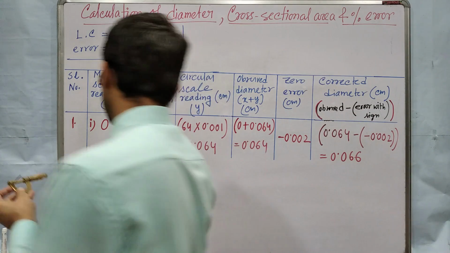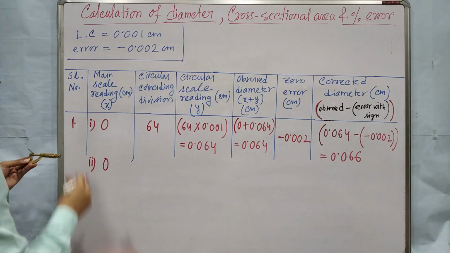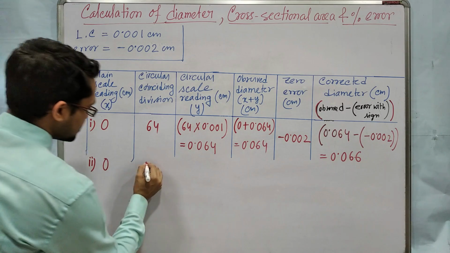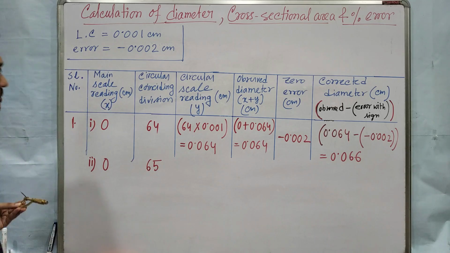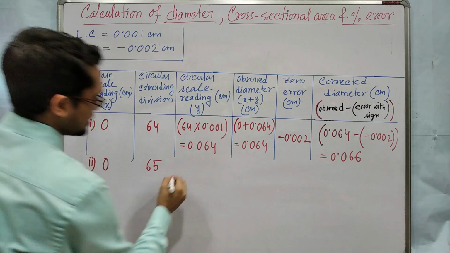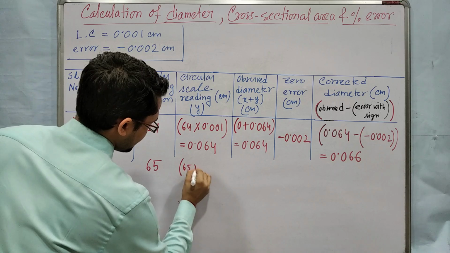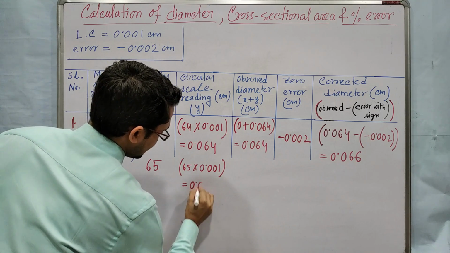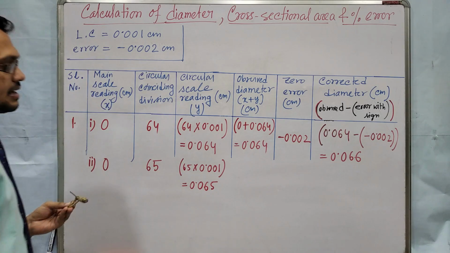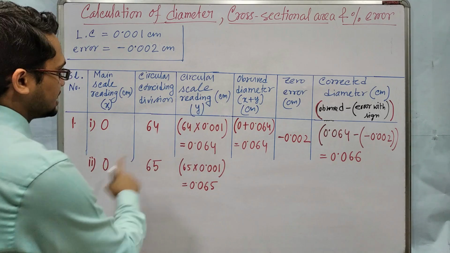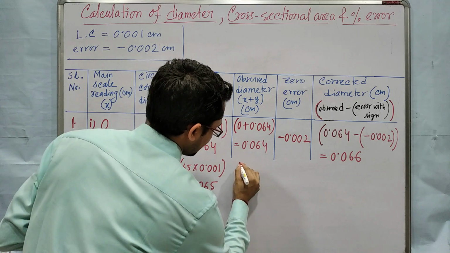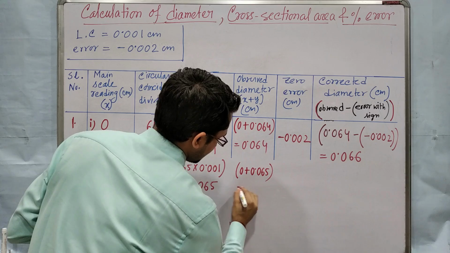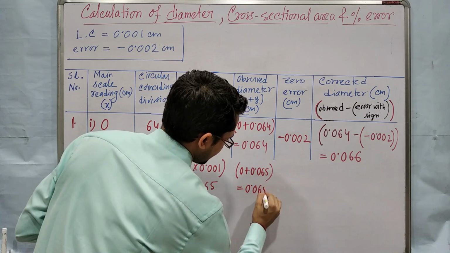Main scale reading is 0 again. Circular scale reading we are getting here is 65. So write 65. Then circular scale reading will be 65 into 0.001, and you will get 0.065. Then the observed diameter is x plus y, that means 0 plus 0.065. You will get 0.065.